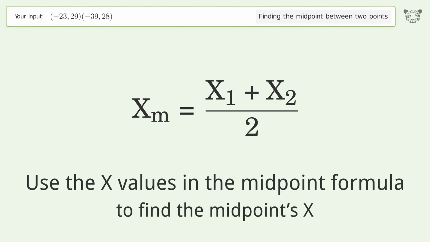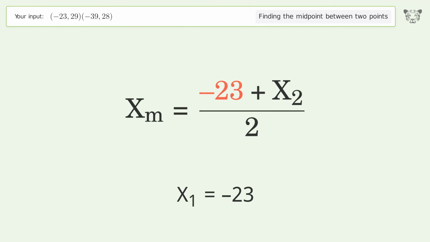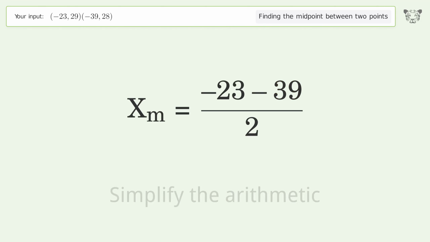Use the x values in the midpoint formula to find the midpoint's x. x1 equals -23. x2 equals -39. Simplify the arithmetic.